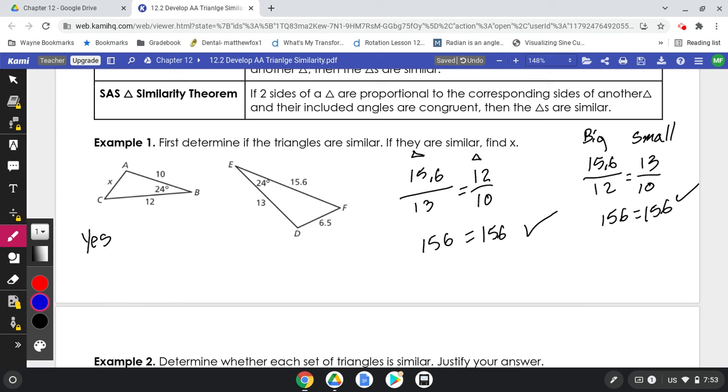So yes, they are similar, which means now we can set up another fraction to solve for x. If I do x over 10, x is the one across from the 24 degree angle. Across from 24 there's a 6.5. So we'll set this equal to 6.5. Meanwhile, the 10 was smaller than 12, so it has to be the 13. If we cross multiply here, we'll get 13x equals 65, 6.5 times 10. Divide by 13, and we'll get x equals 5. And we're done.